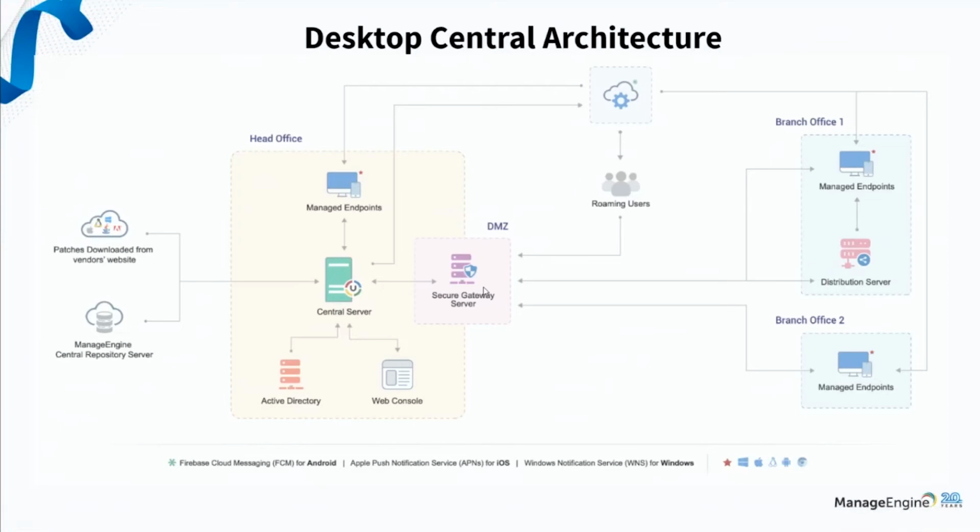And when it comes to a remote location where you have more endpoints within the office itself, we have a component called distribution server, which is used to throttle bandwidth for the data traffic between the central server and the remote location. We will talk about this in detail as we go into the training. We can choose to have the machines communicate either directly with the Desktop Central server or along with the distribution server. You will be able to manage all your mobile devices using Secure Gateway as well.